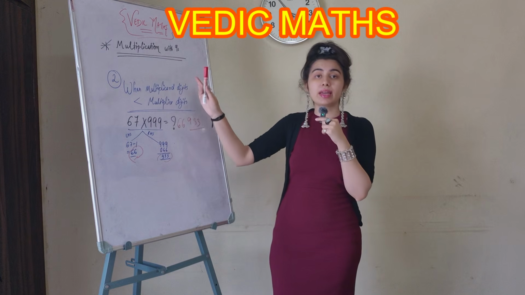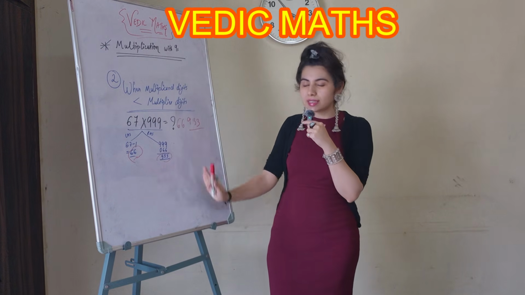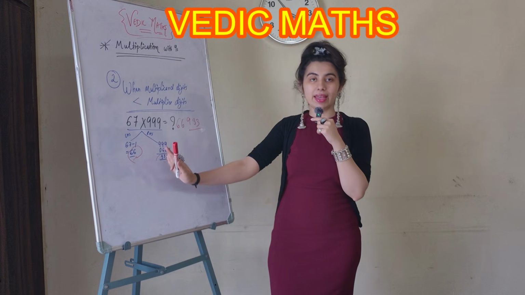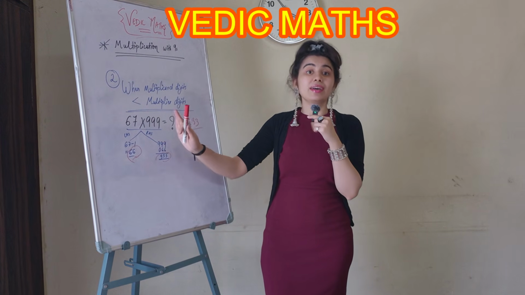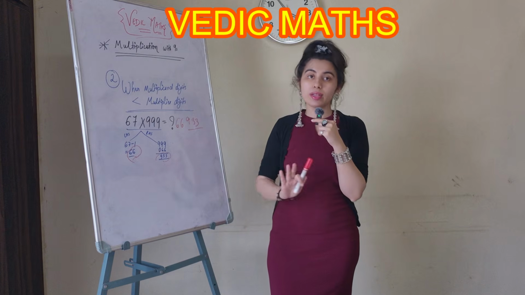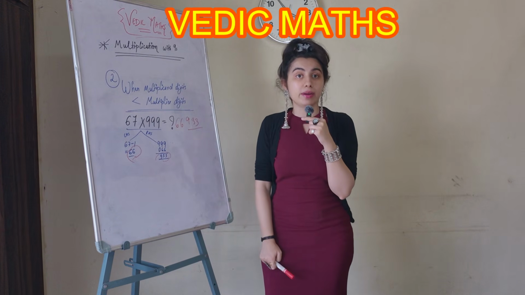Now when the multiplicand digits are less than the multiplier digits, what you get to do? Just subtract 1 from the LHS, the 67, the multiplicand. That will be the same. Now what you have to do with the multiplier?